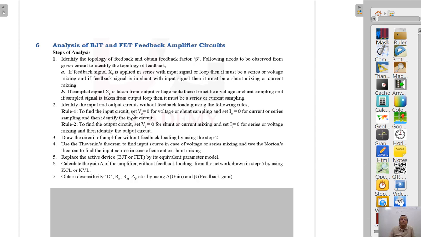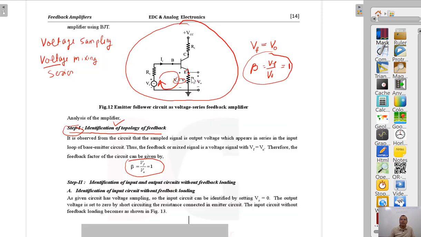See this rule: identify the input and output circuits without feedback loading. To find the input circuit, set V0 equal to 0 for voltage or shunt sampling. Fine. For voltage sampling, set V0 equal to 0 for identification of the input circuit. In our circuit, we are taking the output voltage as the sample. Voltage sampling is known as shunt sampling. So we need to set V0 equal to 0. How do we set the output voltage equal to 0? You simply connect this output terminal to the ground.